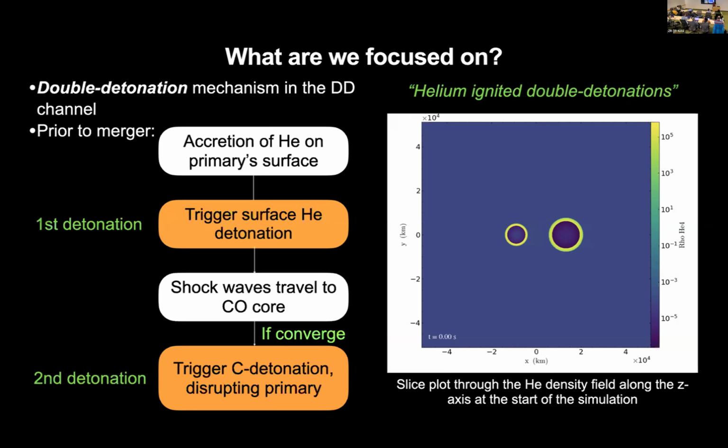And this can lead to a surface detonation on the surface of the primary. And so this first detonation on the surface sends shock waves into the core of the primary. And if these converge at a point or anywhere in the core, basically, that can trigger a second, or the carbon detonation, that can explode the entire star, and that event would look like a type 1a.